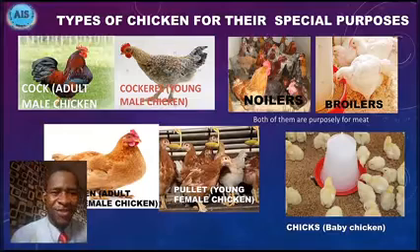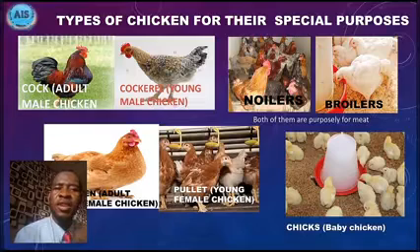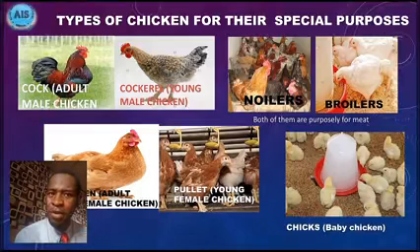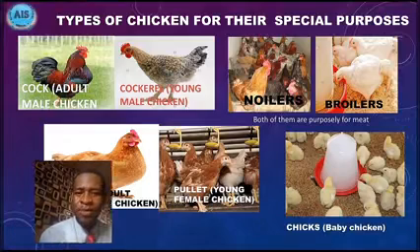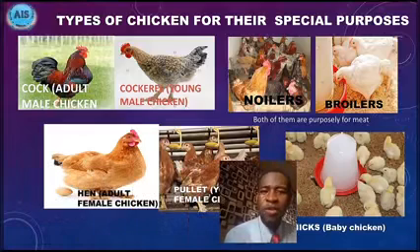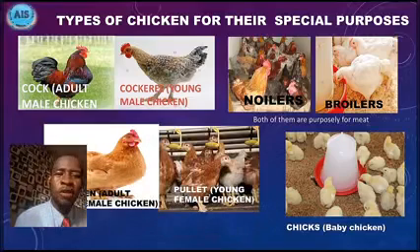All right, very good. So let's run through again. Types of chicken for their special purpose. We have what? Cock, that's adult male chicken. We have cockerel, that's young male. Young male. Do you understand that? Very good. Now we also have adult female, that's called hen. And we have young female, that's called pullet. Is that clear? Very good.